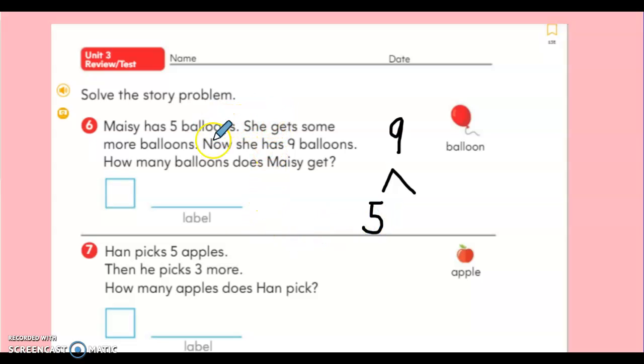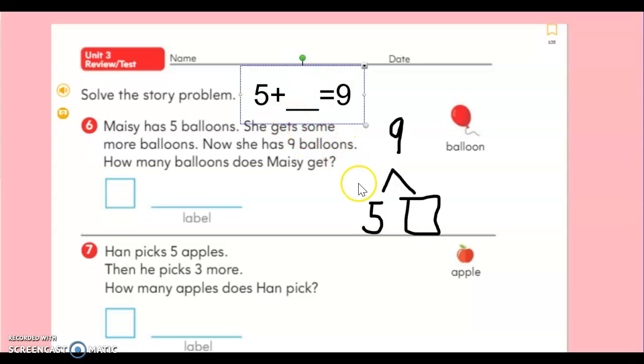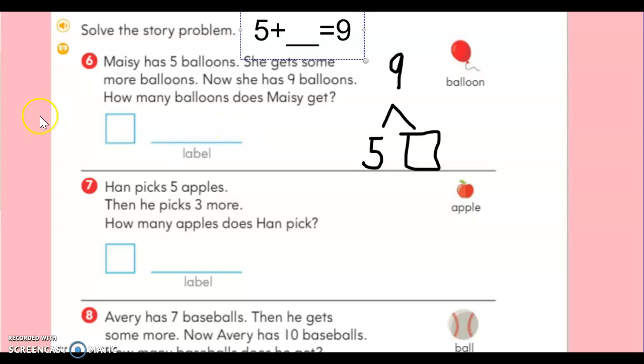The partner that we don't know is how many that she got. So that's our question. It's how many balloons does Maisie get? And that is our unknown. So you're going to go ahead and figure that out. Remember, friends, you can also use a subtraction equation, or another one that makes sense here would be like 5 plus unknown equals 9. Okay, either way you can use the count-on strategy, or you can have 9 fingers and take down 5. You will find your answer the same, and you need to put your label.